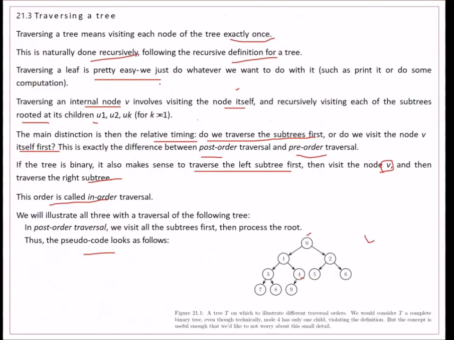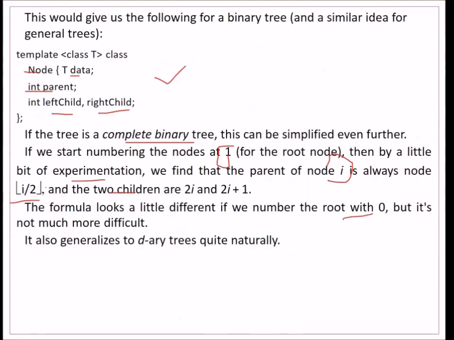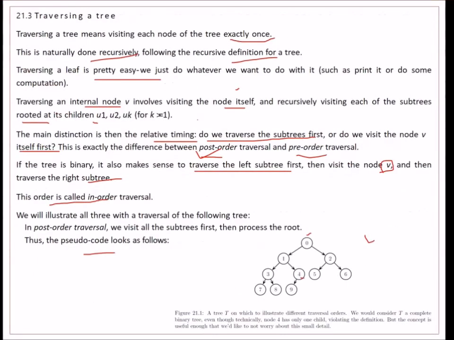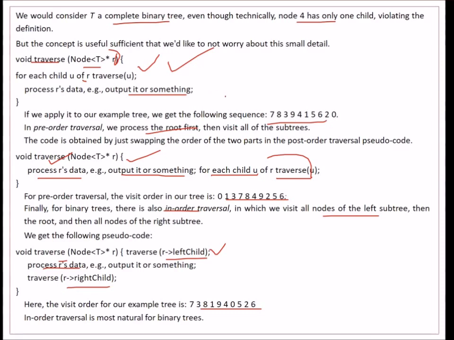Okay, so let us start. Let me give you an idea of how we get pre-order, post-order or in-order. I'll just give an example of one, and you'll understand how we have achieved this. So let us assume that we are going for pre-order. Pre-order will be 0137849256.